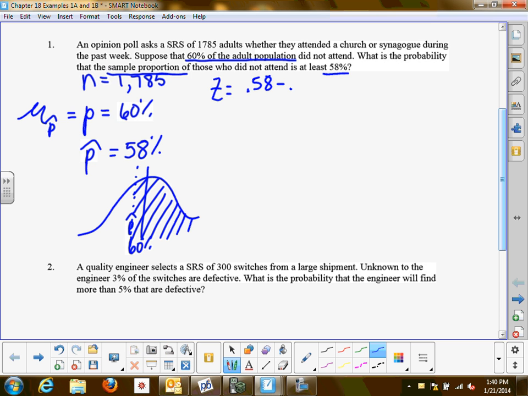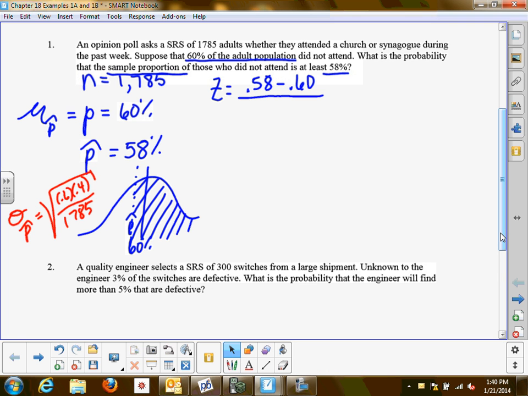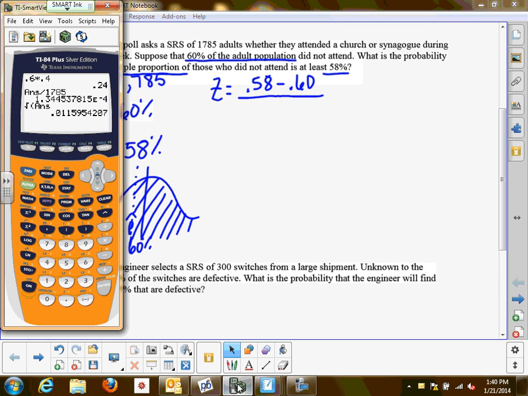0.58 minus 0.6 over... You gotta do the standard deviations. Yep. You gotta come over here and get the standard deviation of the sampling distribution. It's the square root of P times 1 minus P over 1,785. Okay, now, I want to show you a calculator button that you can push to really help you with some stuff. If you don't know this, then you need to get it figured out right now, or else you're just going to be behind the curve on knowing how to do this.